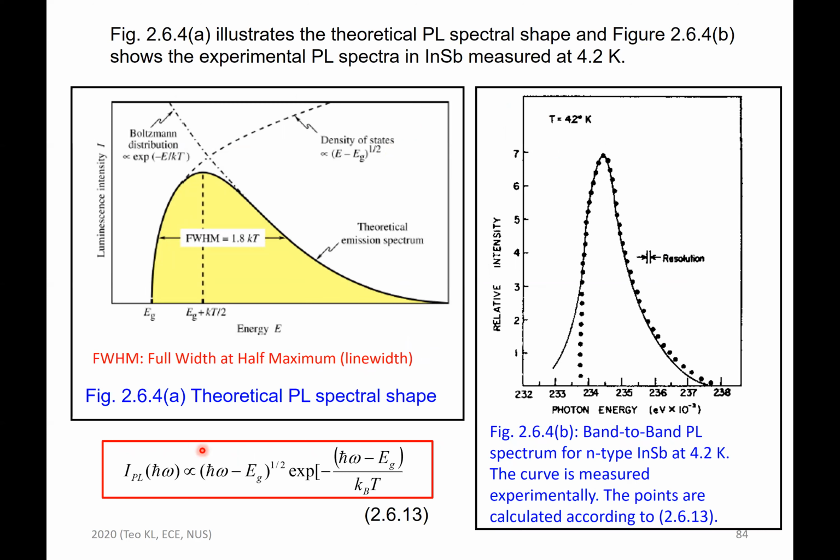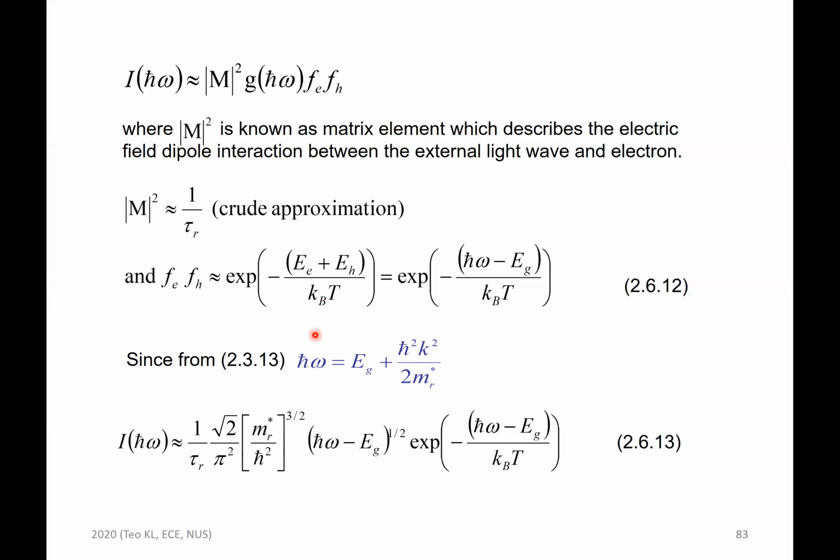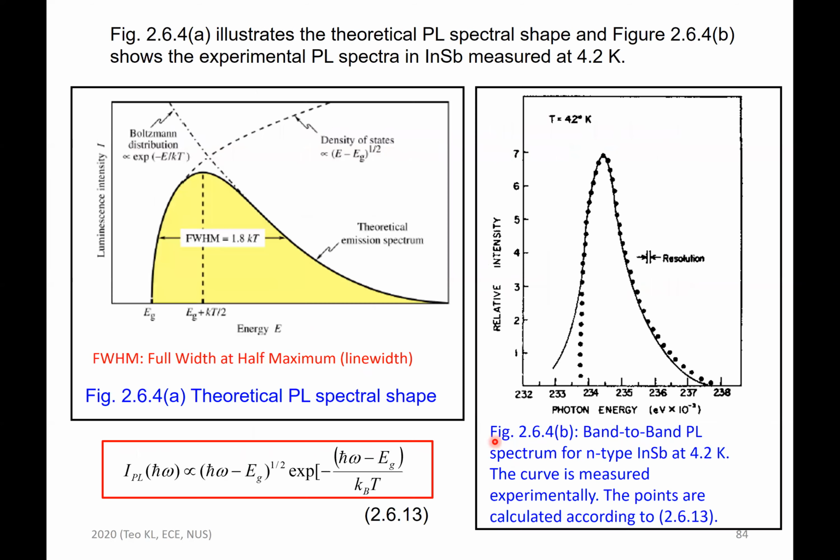This is the theoretical plot of the photoluminescence intensity as a function of the photon energy. Based on this equation 2.6.13, which is written down here again, it is the product of the density of states, proportional to ħω minus Eg to the square root, times the blue curve, which is the exponential decay due to the Boltzmann distribution of the carriers. After multiplying these two factors, you will get a spectrum like this. And this is the photoluminescence spectrum.